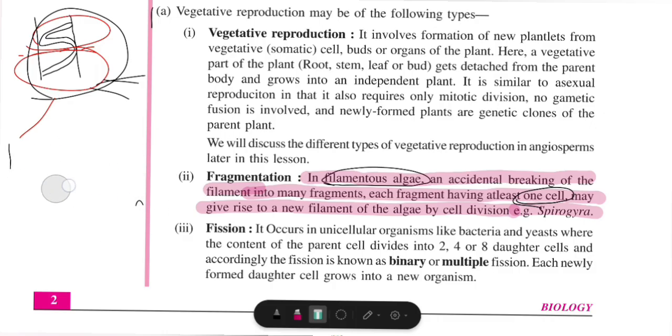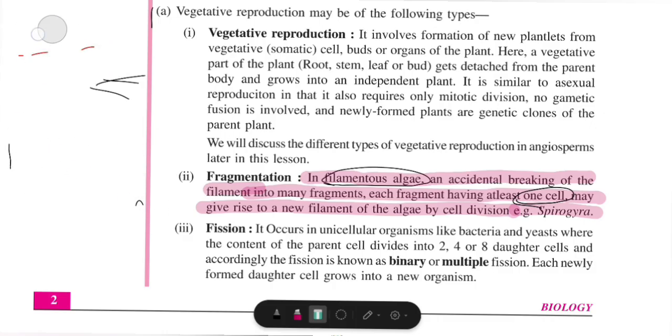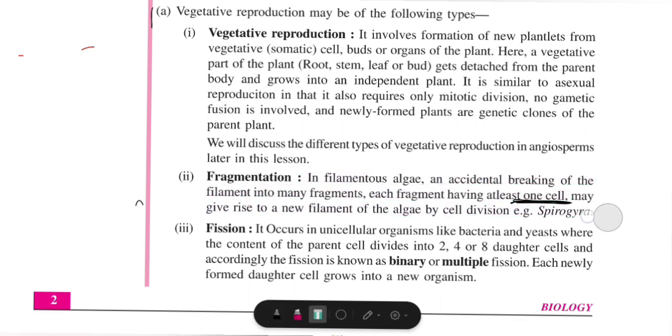So when we are learning about fragmentation, there are a couple of points that you need to keep in mind. The first point being, it occurs in filamentous algae. An accidental breaking of the filament into many fragments occurs, and each fragment needs to have at least one cell. This is done by cell division. An example is Spirogyra.